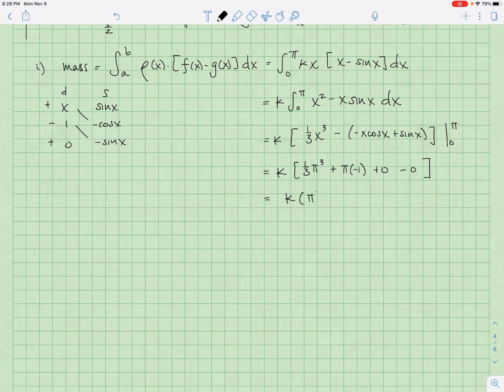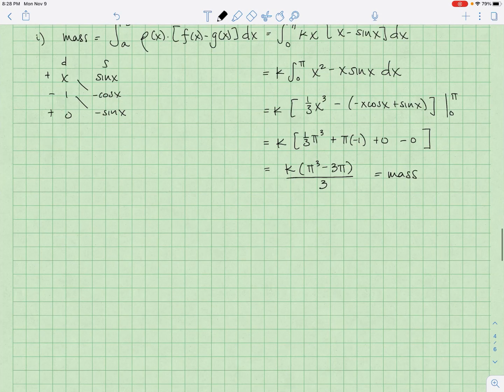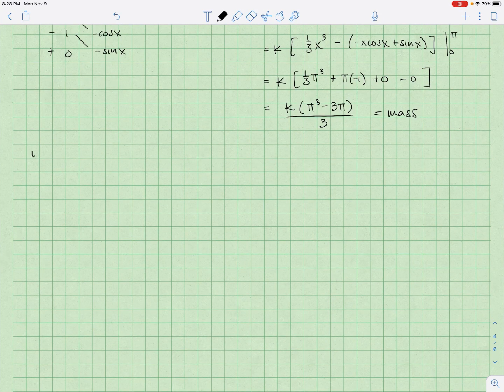K times the quantity pi cubed minus 3 pi, all over 3, and that is our mass. And if you want a helpful hint, I would suggest that you rewrite your mass as a single fraction, as we're going to be taking its reciprocal in the next formula. So let's get started with x bar here.